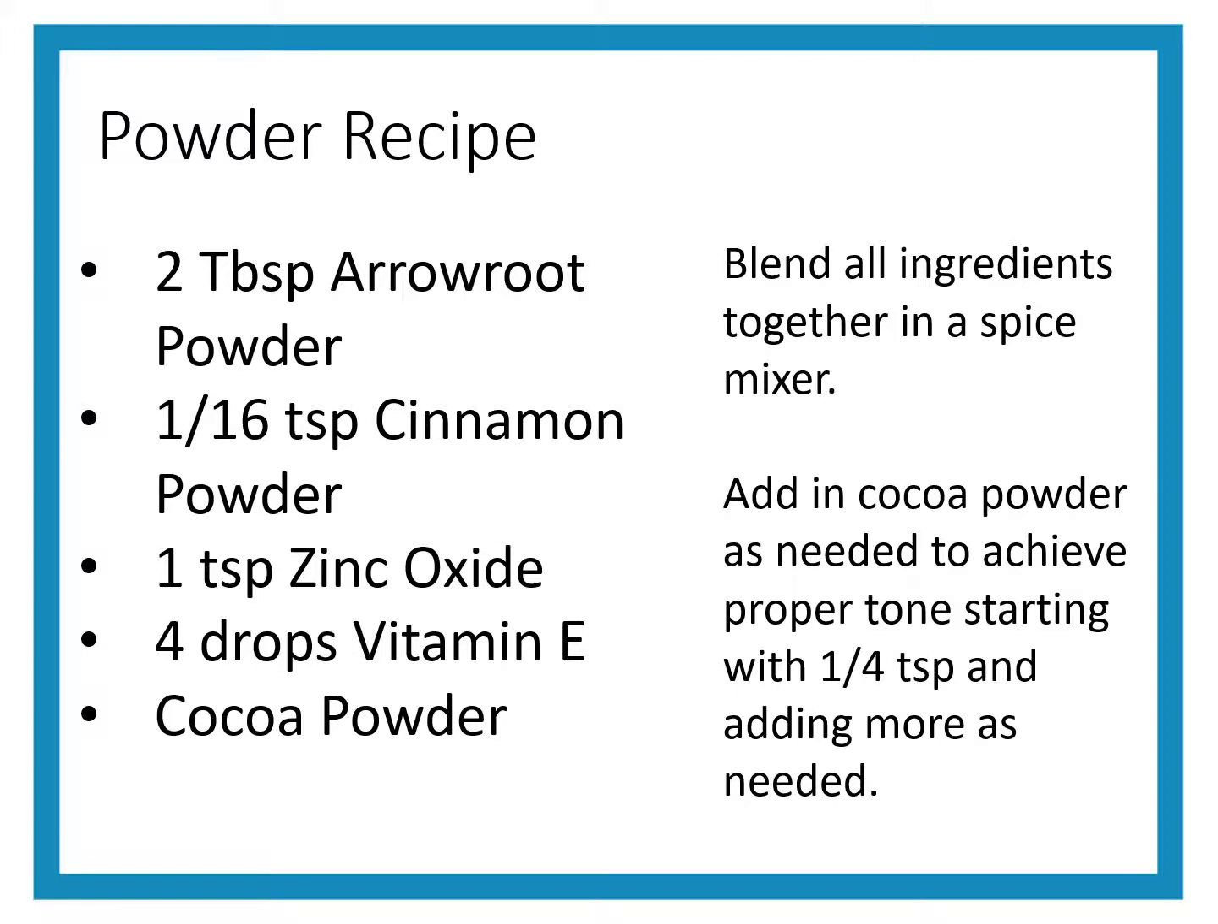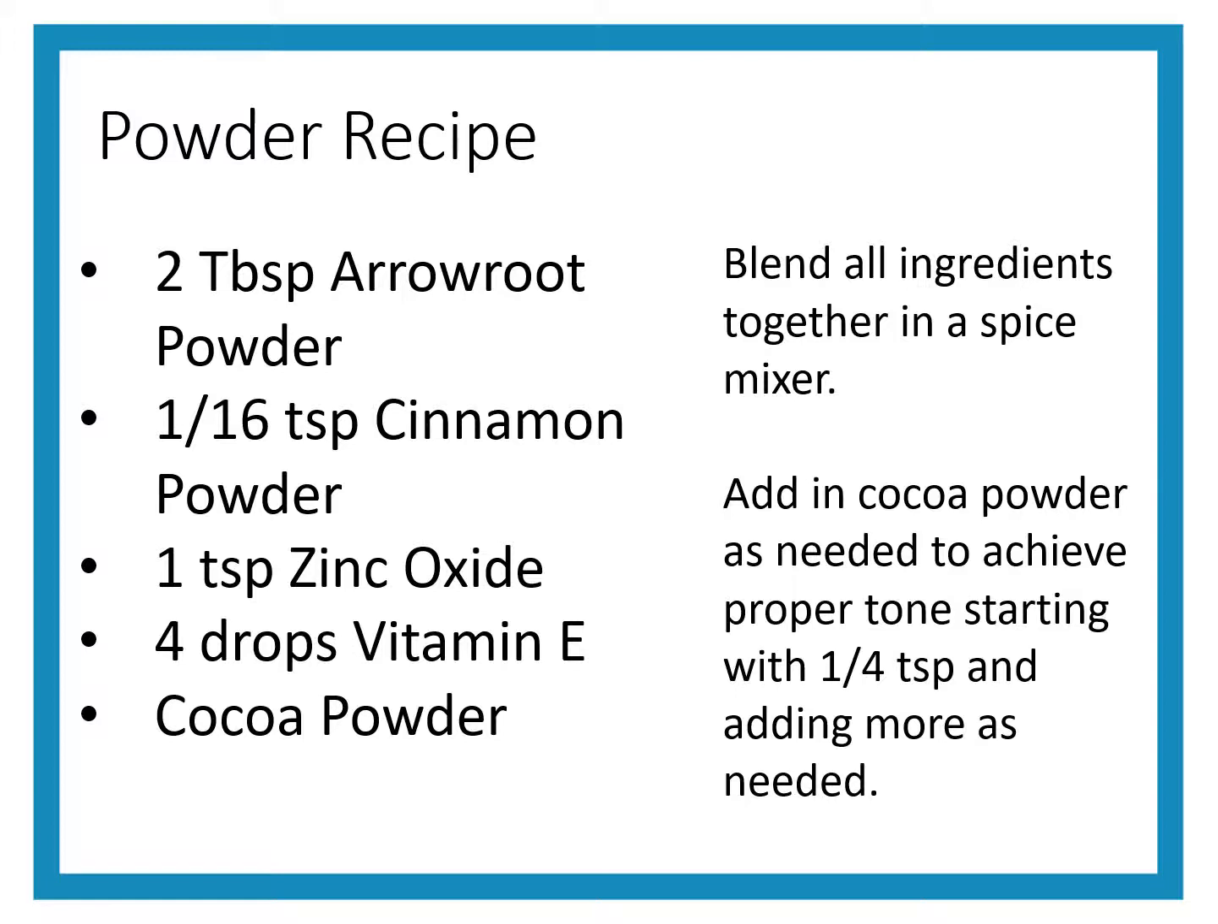Again, you're going to add in cocoa powder to achieve the proper tone. You can start with about a quarter teaspoon and add more as needed. If you want, you can also press this powder using isopropyl alcohol. You blend it with isopropyl alcohol, you press it down, and it makes a good press powder too. We will learn more about pressing powders at a later time when we talk about eyeshadows. But you can actually press this recipe.